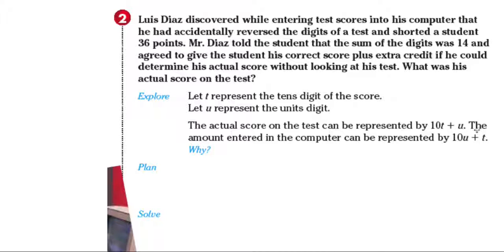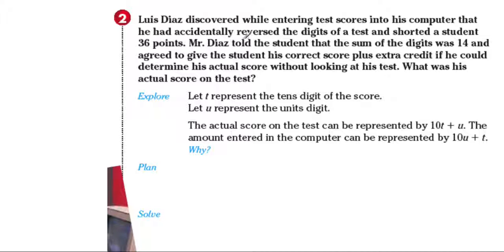Okay, hope that makes sense. The amount entered in the computer can be represented by 10u plus t. Why is it 10u plus t? Because if you look at this one carefully, he said he accidentally reversed the digits of a test score. So basically what it's saying is this.